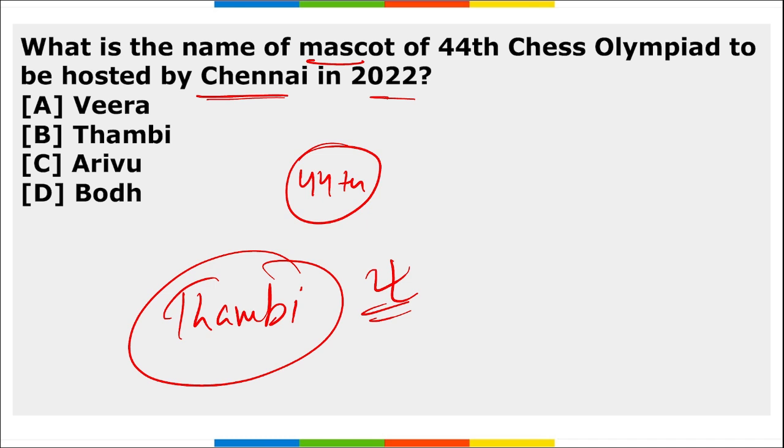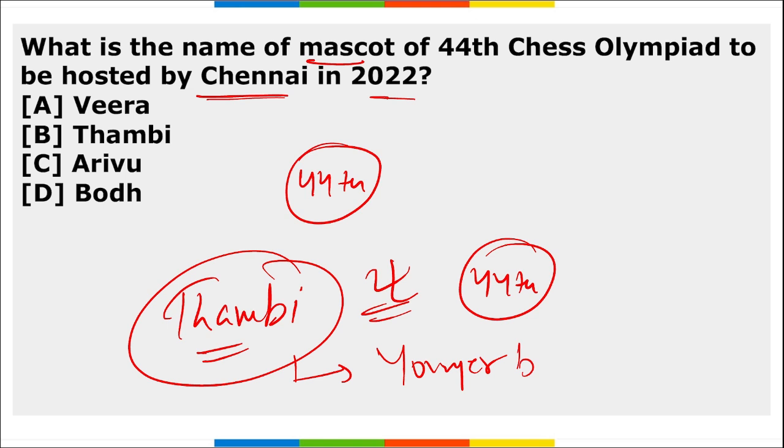Alright, Tamil Nadu's Chief Minister M.K. Stalin has unveiled the mascot as well as the logo, named Thambi, for the 44th Chess Olympiad that will be hosted by Chennai. What is the meaning of this Thambi? This means younger brother. So the correct option is option B.